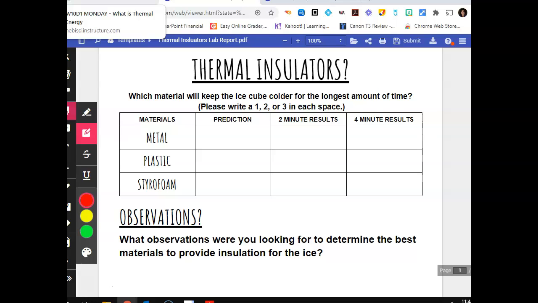So, can y'all tell me what 3 materials we're going to be testing? Metal, plastic, and styrofoam. Rylan, how did you know that? First of all, it is up there. Yes.